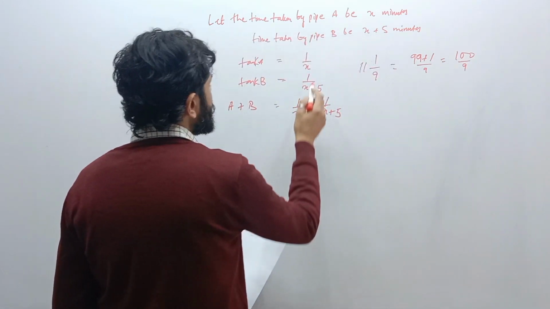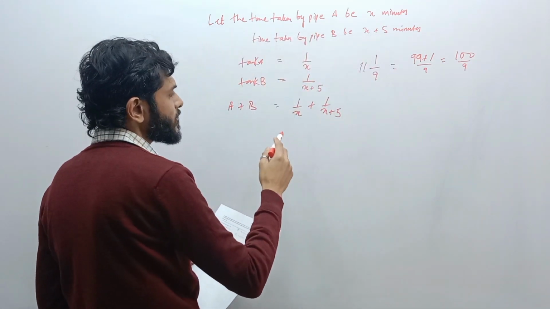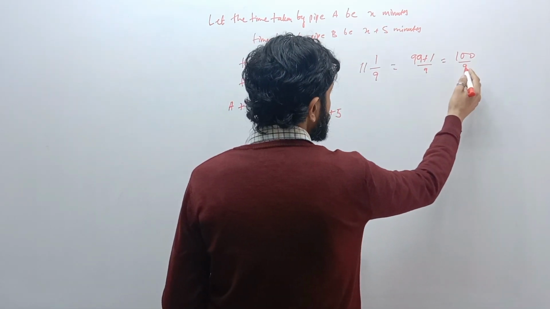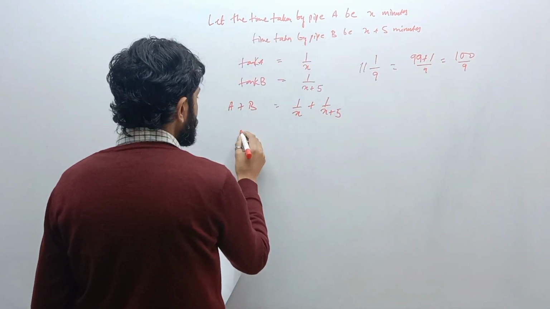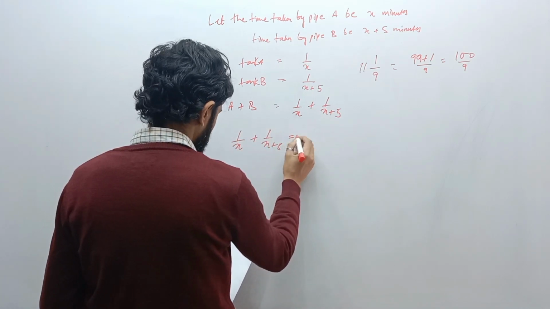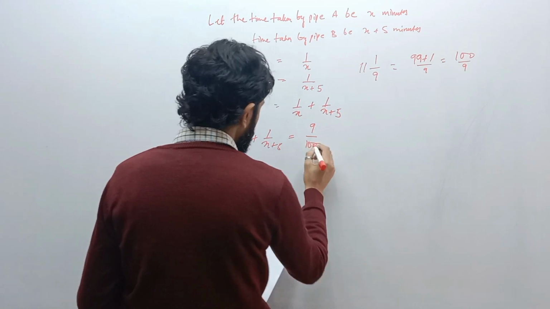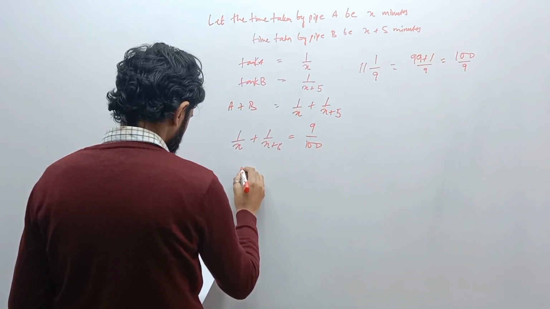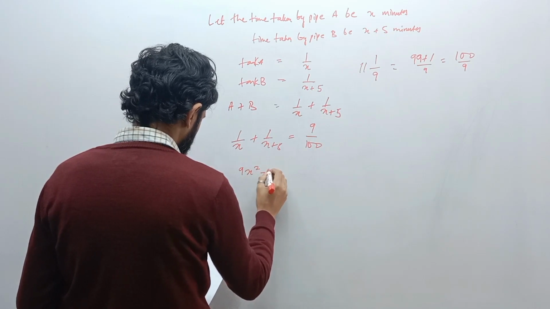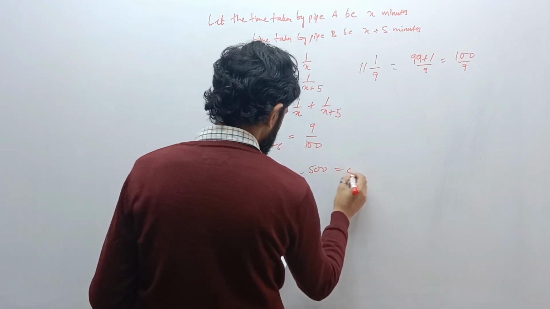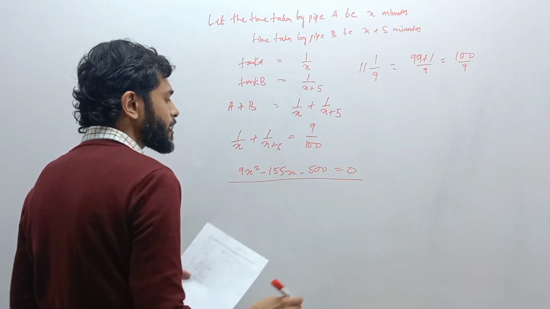Now since we had taken all these terms in the reciprocal, as it is a question of inverse variation, this would also get inverse. So if we equated here, it would be 1 upon x plus 1 upon x plus 5 equals 9 upon 100. Upon solving this, we get our equation as 9x square minus 155x minus 500 is equal to 0, which is your required quadratic equation.